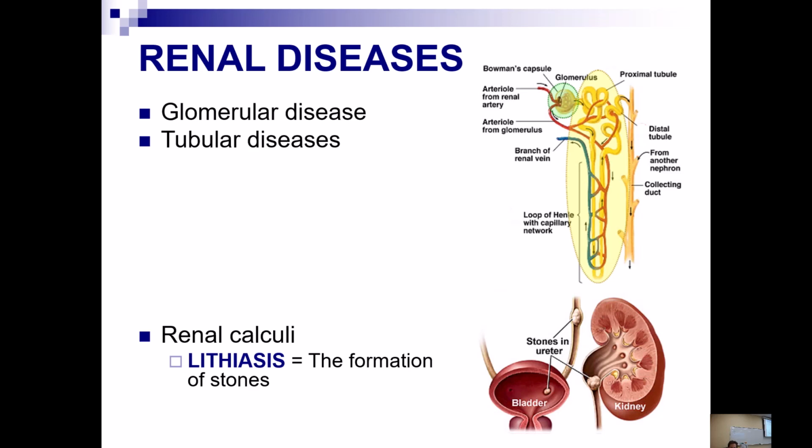The other thing we look at then is the tubular diseases. So the proximal convoluted tubule, the loop of Henle, the distal convoluted tubule. That would be the second component of the types of diseases. We're also going to talk about renal calculi or lithiasis. Lithiasis is the formation of stones. So when we're talking about kidney stones, that's what we're talking about there.